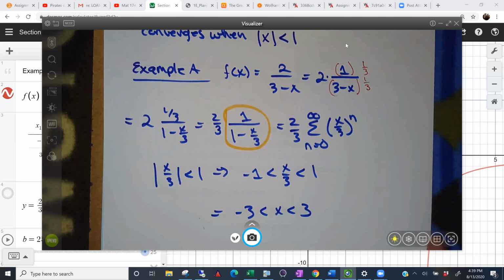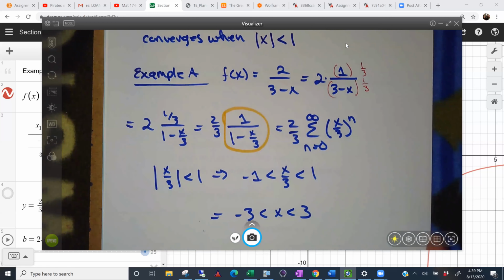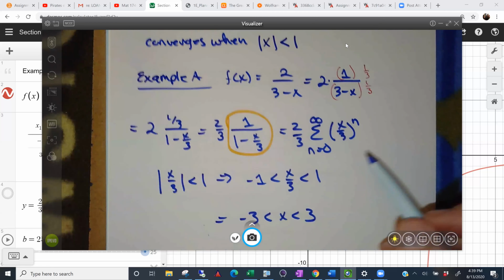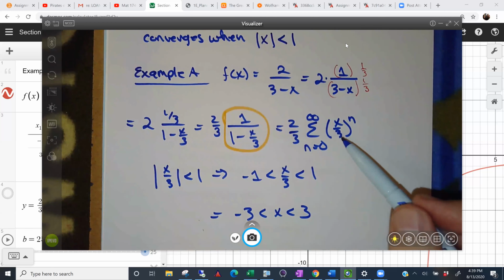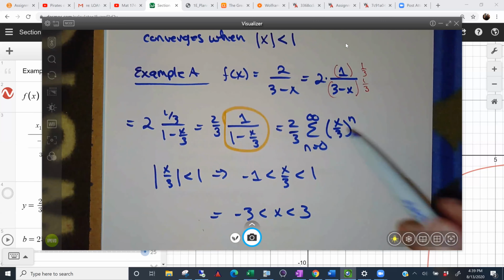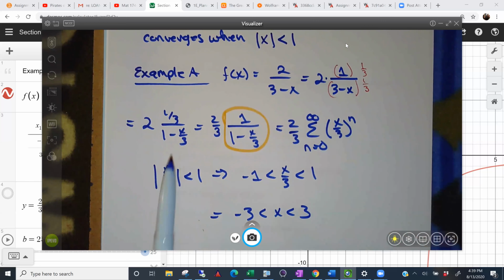Nice. So what that's saying is that our infinite power series, this infinitely long polynomial, will actually mimic the function as long as the values of x are between -3 and 3. At these endpoints, you're going to have a tough time getting convergence. So let's take a look at that and see what that means.